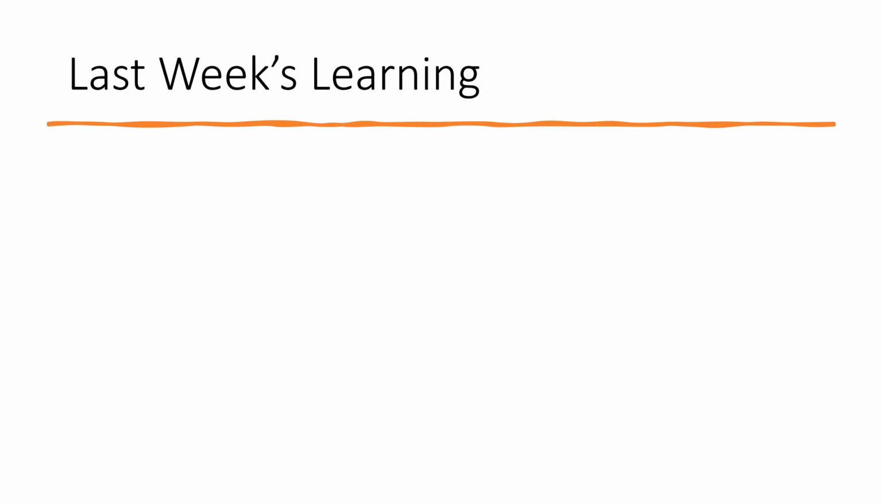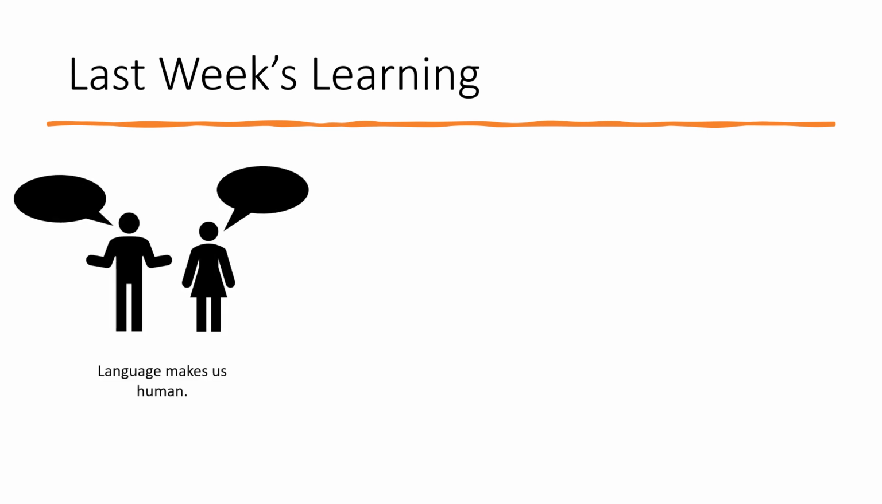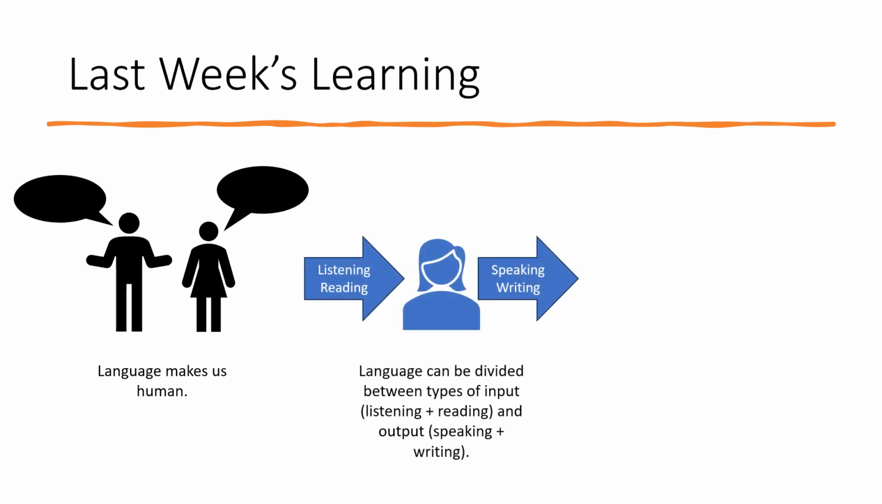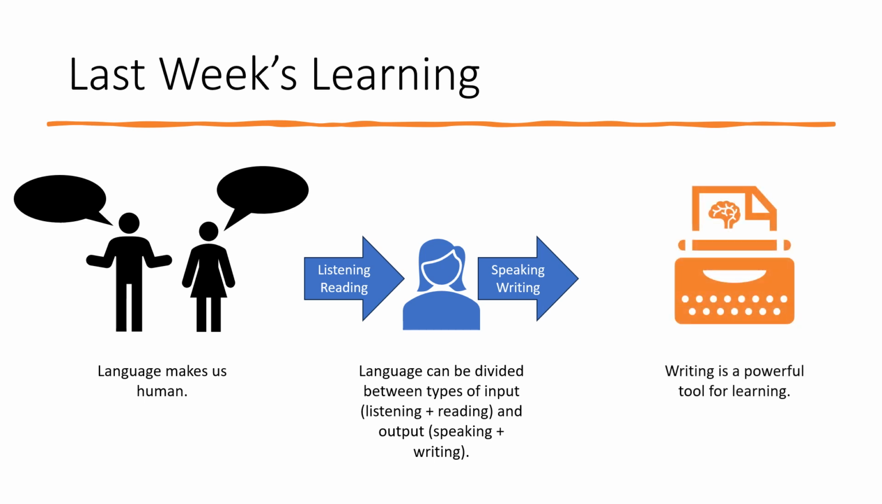Before we begin, let's briefly review last week's learning. First, we studied how language is a fundamental aspect of what makes us human. We learned that language can be thought of as forms of input, listening and reading, and output, speaking and writing. All people use language to make meaning and apply novel concepts. Finally, we saw how writing is a powerful tool for learning. It allows students to process new information, refine their ideas, and receive feedback from their teachers.